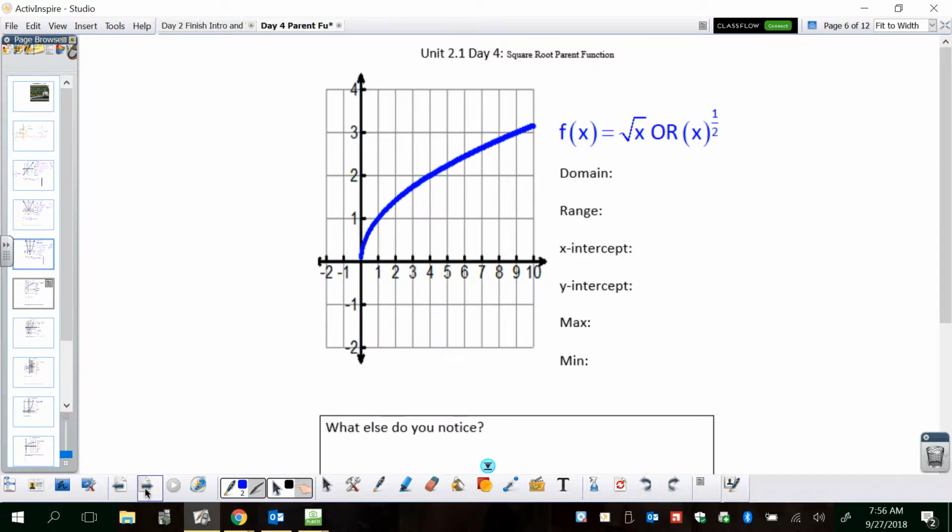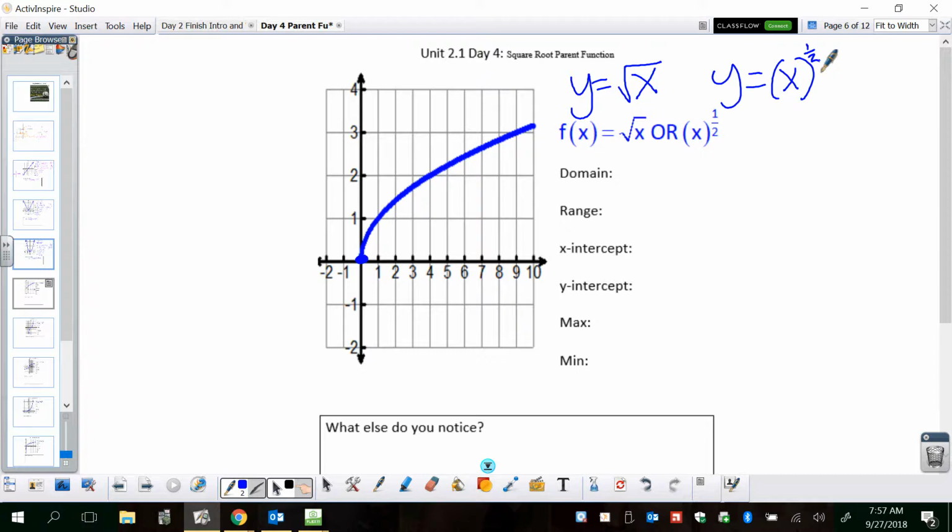So what's the next one? This is the square root parent function. I want you to realize that it does stop right here. The reason it stops is because you cannot take the square root of a negative. So it cannot have a negative x and it cannot have a negative y. That is why it stops. This is the same thing as saying y equals square root of x, or y equals x to the 1/2 power. Anytime you have an exponent of a half or a fraction, it's the same thing as taking a square root.